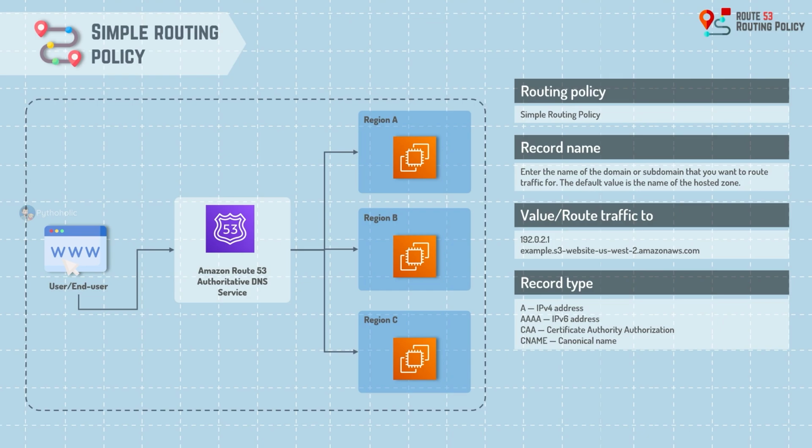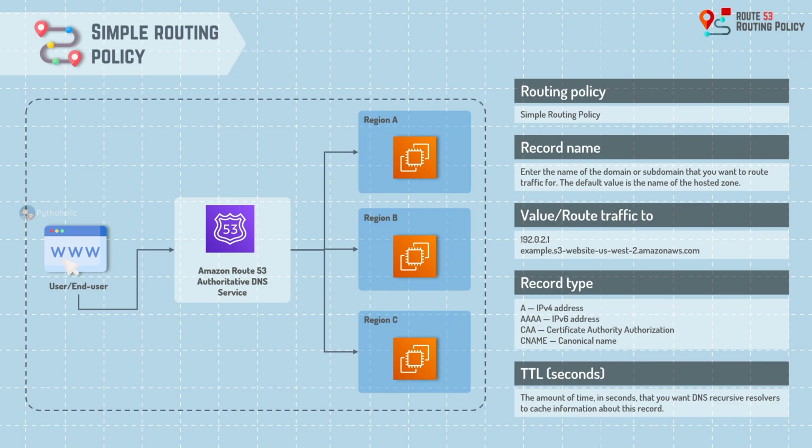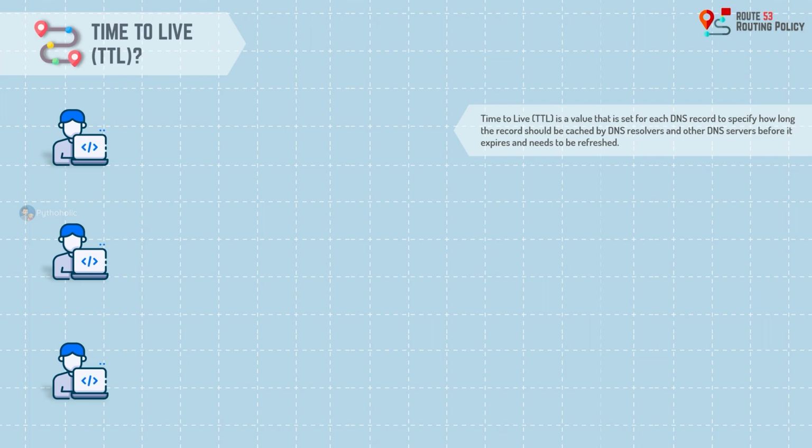And there is one more important concept called TTL in seconds. This stands for time to live and specifies how long DNS resolvers should cache the record before requesting a new one. The value here is in seconds and can be set to any value, but typically it ranges from a minute or a few minutes to a few hours. Okay, so this information is a bit elaborate, but let's understand this concept of TTL, which is very important. TTL, or time to live, is a value that is set for each DNS record to specify how long the record should be cached by DNS resolvers and other DNS servers before it expires and needs to be refreshed.